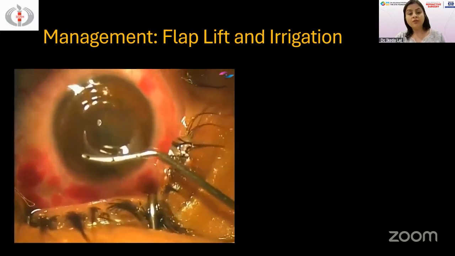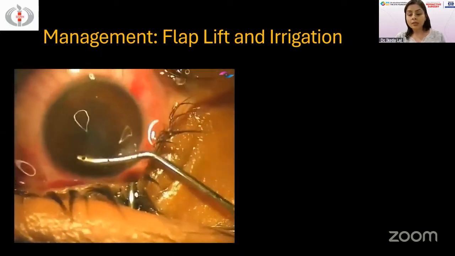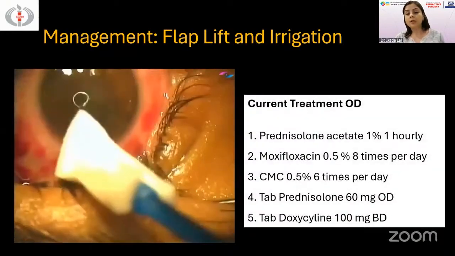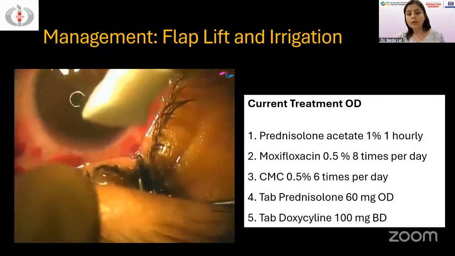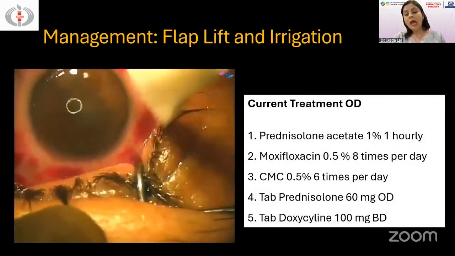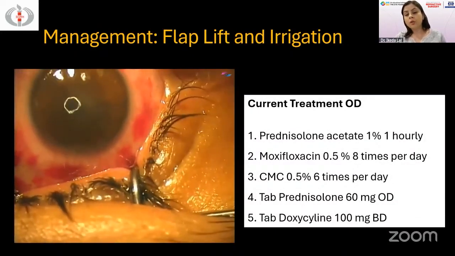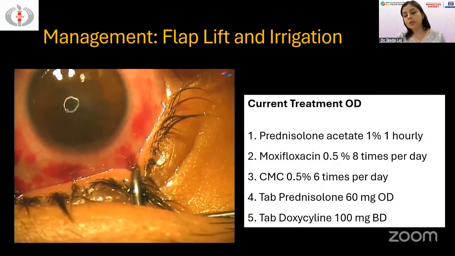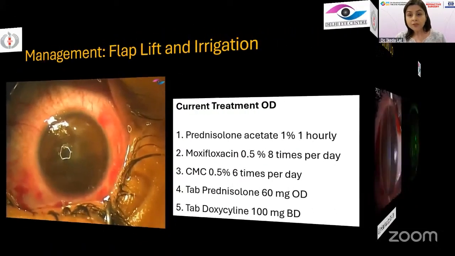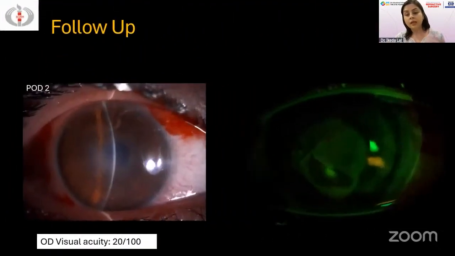Then reposited the flap back and started her subsequently on prednisolone acetate eye drops 1 hourly along with moxifloxacin and tear substitutes. We also started oral steroids 60 milligram and gradually tapered. We also gave her doxycycline because I did not want this flap to subsequently melt, which is known in cases like this. In DLK, it can happen.